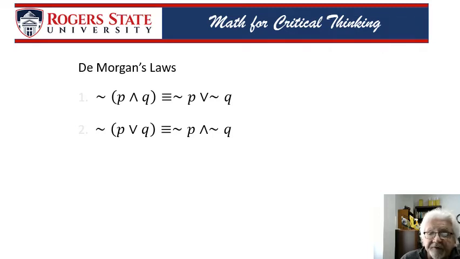Not (P and Q) is the same as not P or not Q. Wait a minute, does that make sense to you guys? The not changes this and statement to an or statement. Whoa. Now let's try another one. Not (P or Q) is the same as not P and not Q. So the negation simply changes the and to an or, and it changes the or to an and.